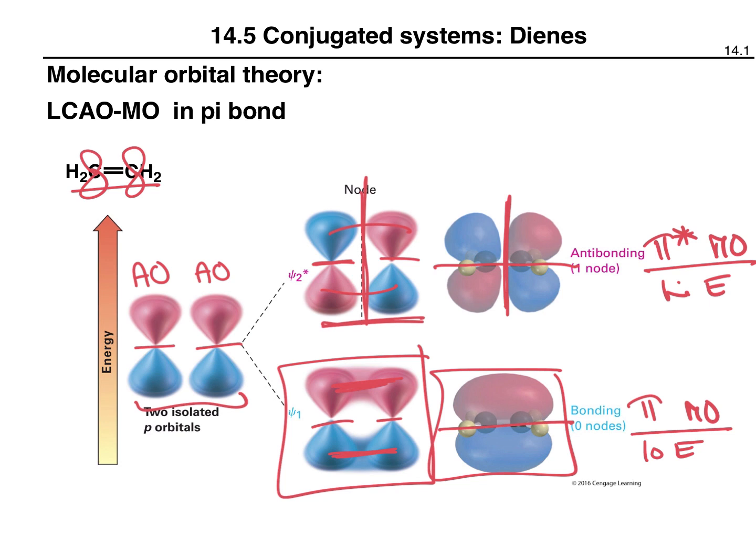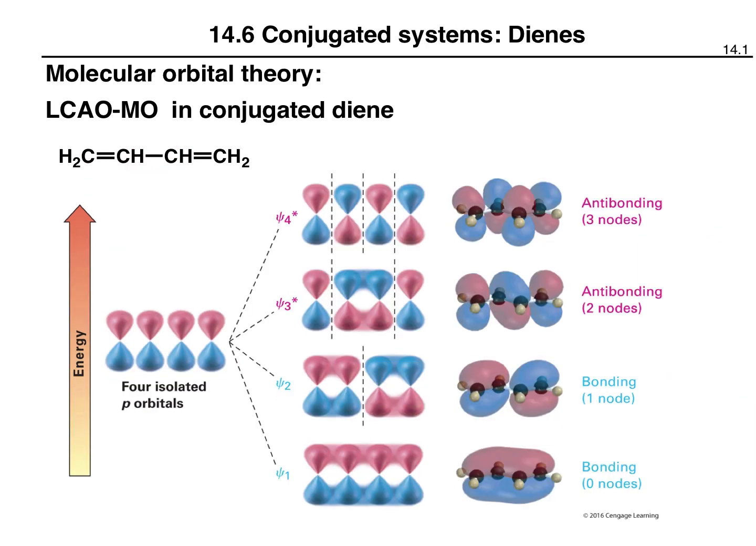Because we're talking about ethylene, we have 2 pi electrons, and so both of those would be in the pi molecular orbital. Now, what if we take that same approach and apply it to a conjugated diene? So this is 1,3-butadiene, and we have a p, p, p, and p. So we have 4 p orbitals.